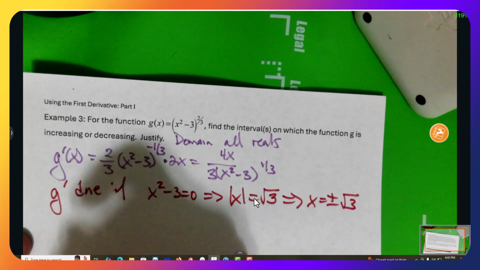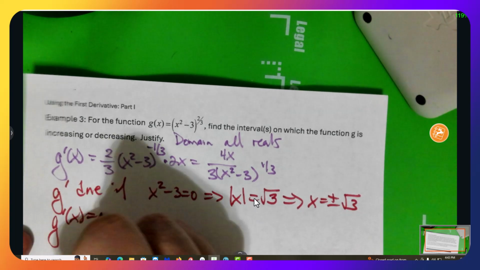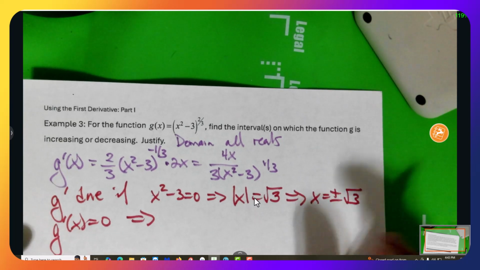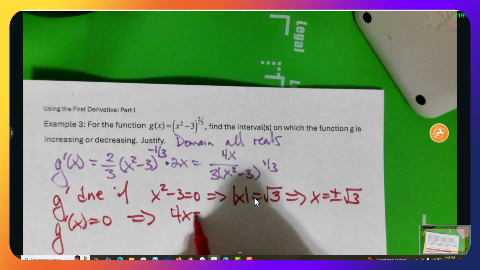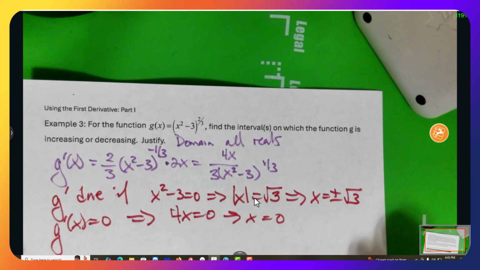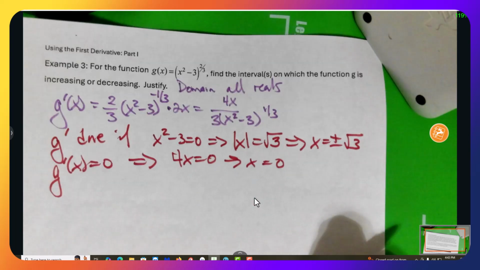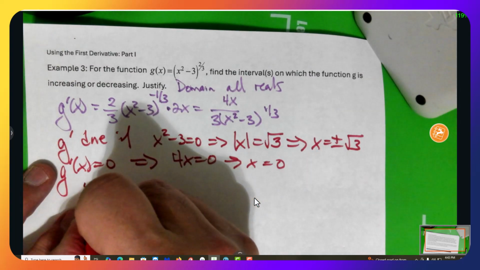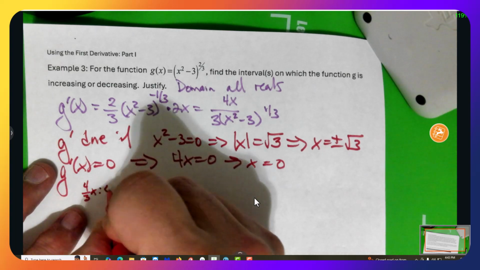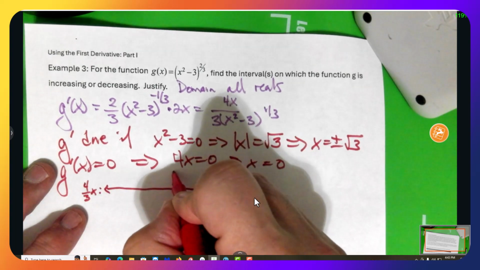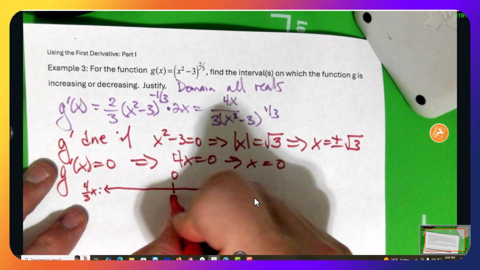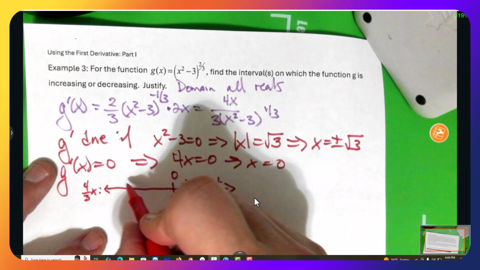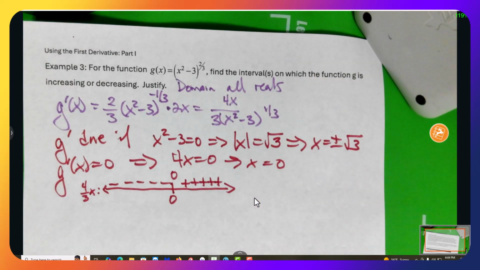Now g prime of x is 0. I have an algebraic fraction, so the only legitimate place to have a 0 is the numerator. So 4x is 0, so x is 0. Now if I'm going to model this, I'm going to write more than I need to, because some people can't do all of this at once. Think about 4/3 x as a function. That would be a line. Its 0 is legitimate because it's in the numerator, so it's at 0. Any number bigger than that gives a positive product, and any number to the left, multiplied by 4/3, is negative.